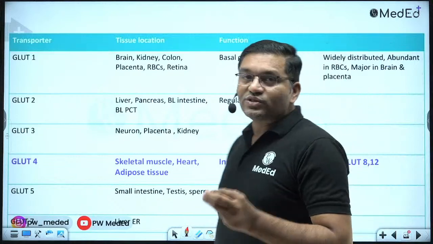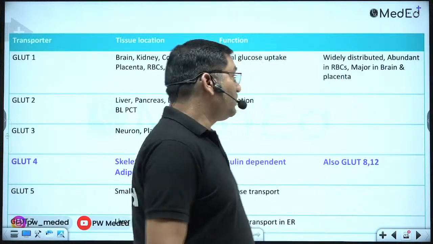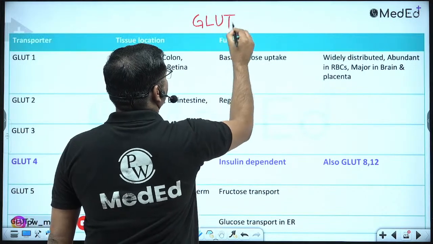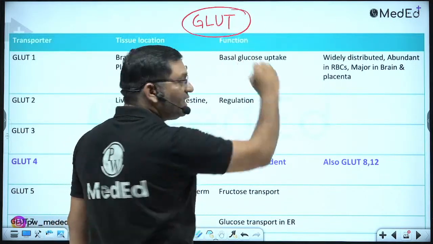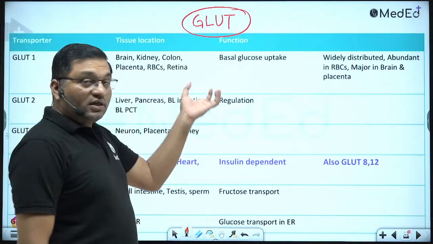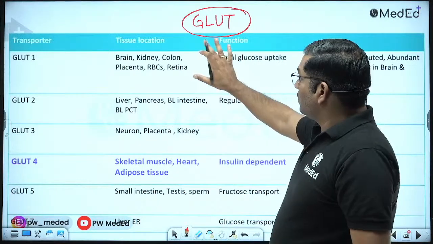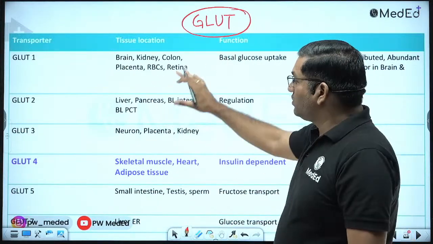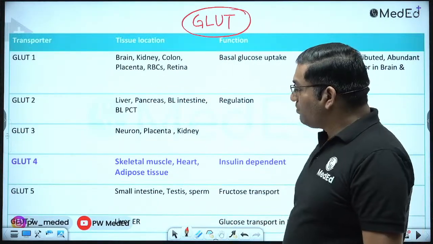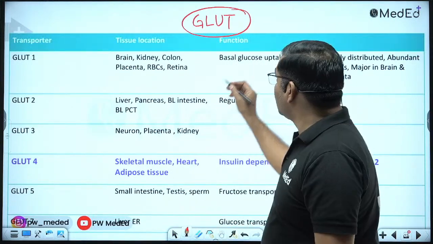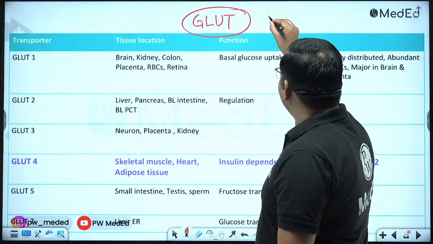Now the glucose transporter, the most important topic. Glucose transporters are a frequently asked topic in the INICET and NEET PG entrance examinations, and also in the FMG examination. So remember only 5 important glucose transporters, and this is a type of facilitated diffusion.